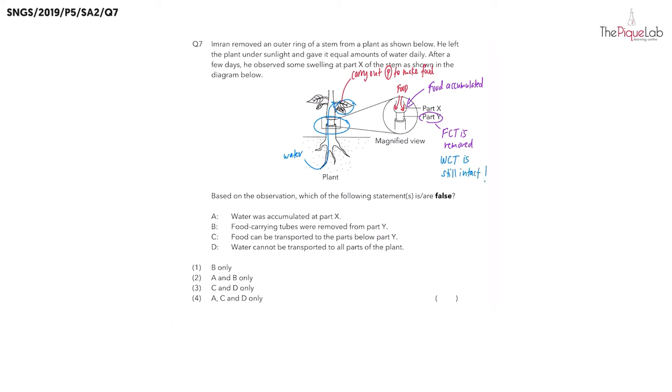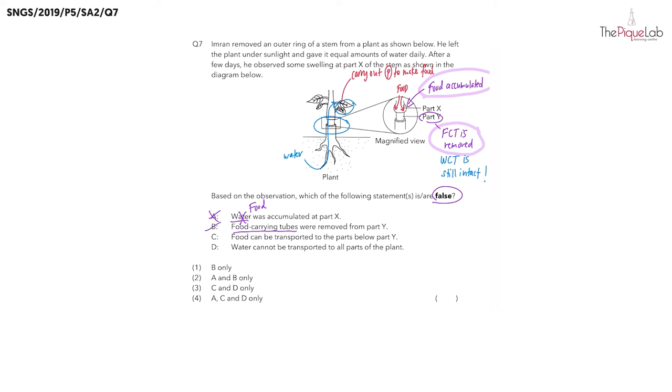Now we are ready to take a look at the statements, and we are looking for statements which are false. Statement A, water was accumulated at part X. Was it water that was accumulated at part X? We know it was food that was accumulated at part X, so statement A is wrong. Statement B, the food-carrying tubes were removed from part Y. Is that correct? We know that the food-carrying tubes are removed. And this statement is correct.